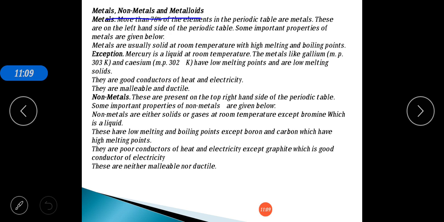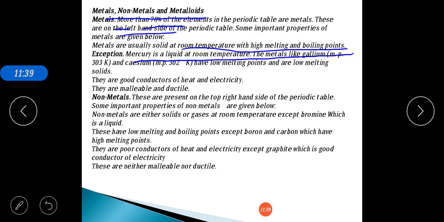Metals, non-metals and metalloids. Metals. More than 78% of the elements in the periodic table are metals. They are on the left hand side of the periodic table. Some important properties of metals are given below. Metals are usually solid at room temperature with a high melting point and boiling point. Exception: mercury is liquid at room temperature.